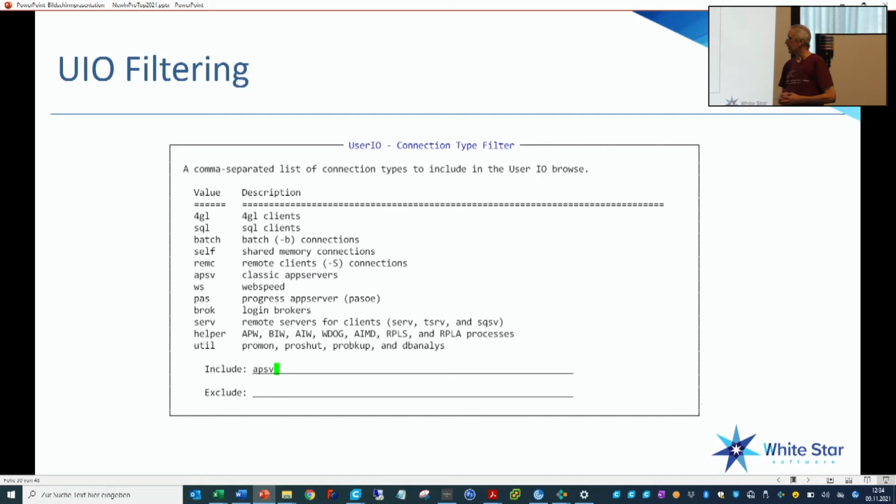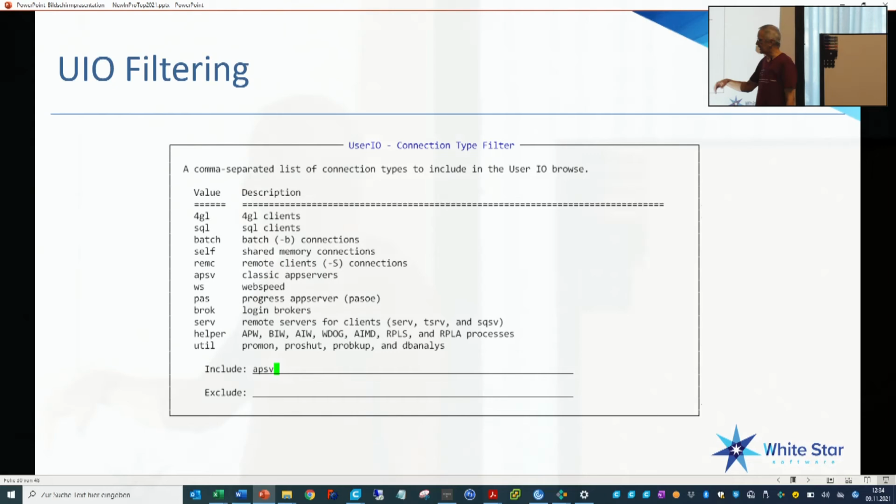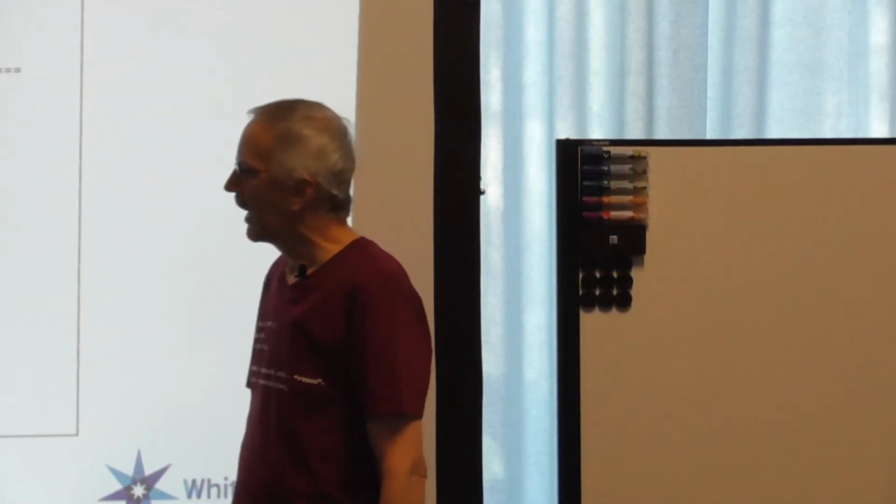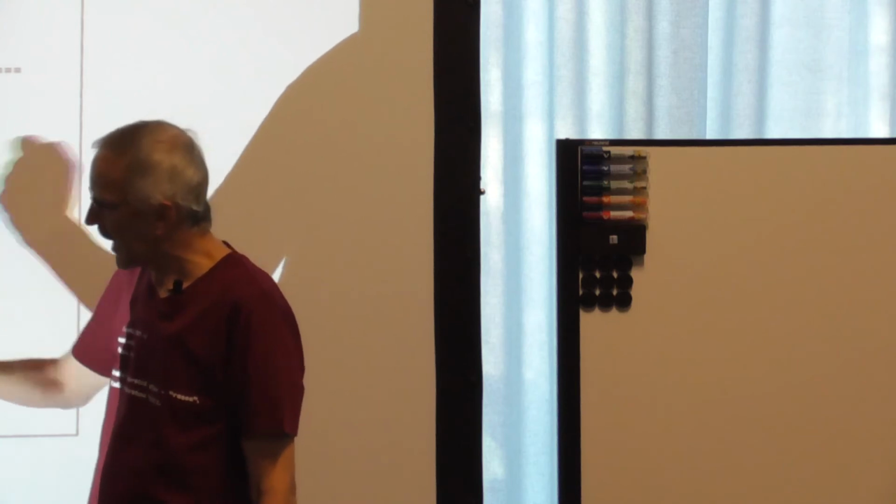User information. On your user I/O screen, a lot of times you might want to look at not everything, but a subset of the users or connections. For instance, you might want to look at just the 4GL clients, just the SQL clients, only batch connections, shared memory connections, or maybe you just want to look at app servers or utilities or something like that and see what's going on with them. So you can take these categories and say, I want to include app servers, or I want to include app servers and WebSpeed, for instance, or you could say, I want to include everything except login brokers. So you could come up with a filtering that makes sense for whatever your situation is.